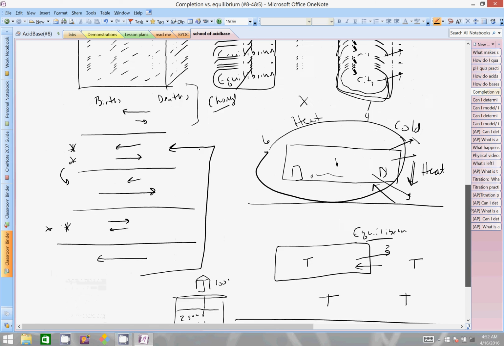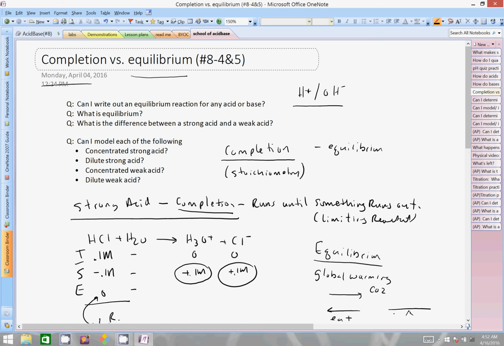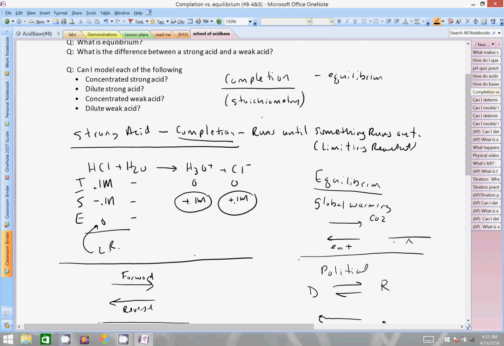The main objective today, maybe we get all these guys here, we'll get on the next video, is essentially what is the difference between completion and equilibrium. And we've already discussed an idea of this involving acids, and we will go to that more next time.